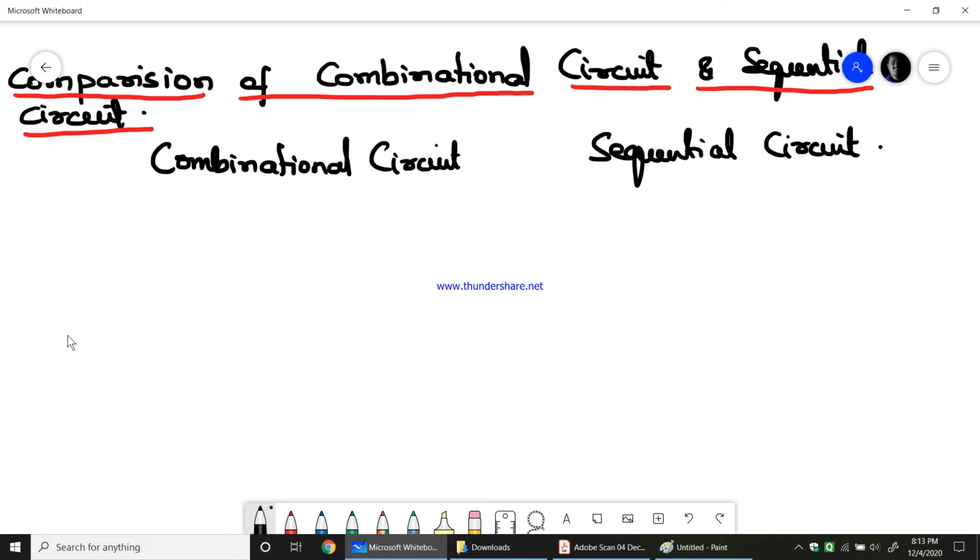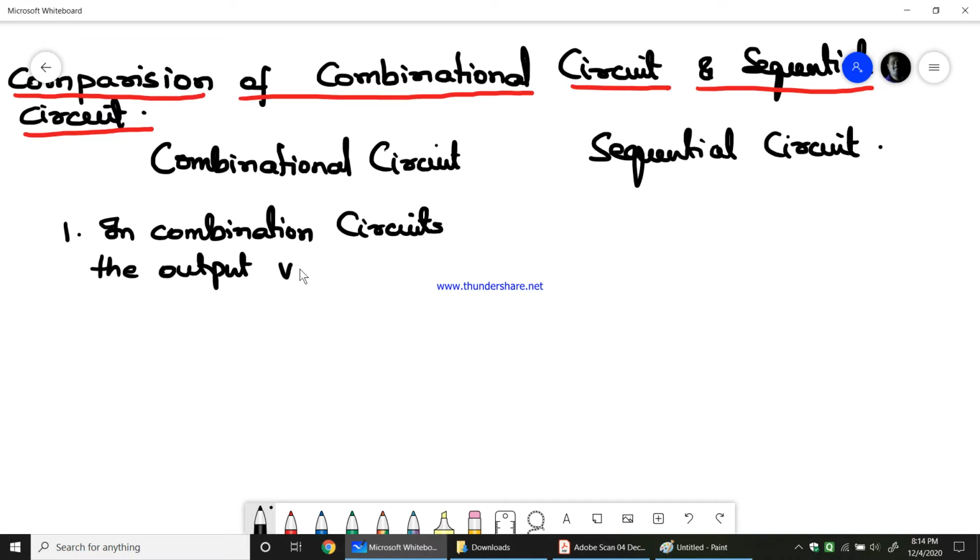The first point is: in combinational circuits, the output variables at all times depend on the combination of input variables.